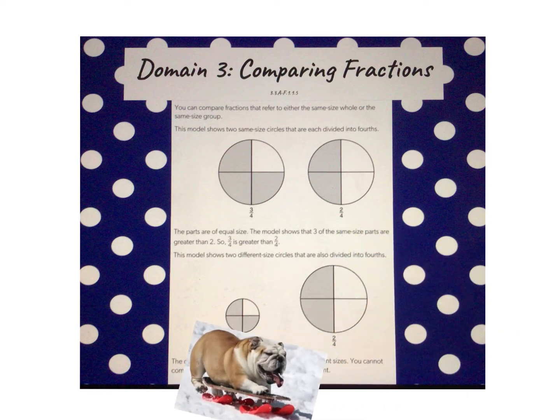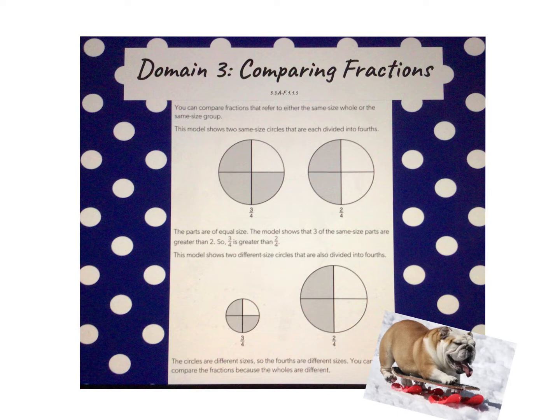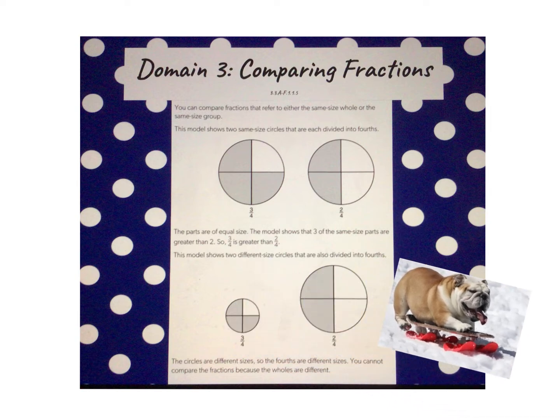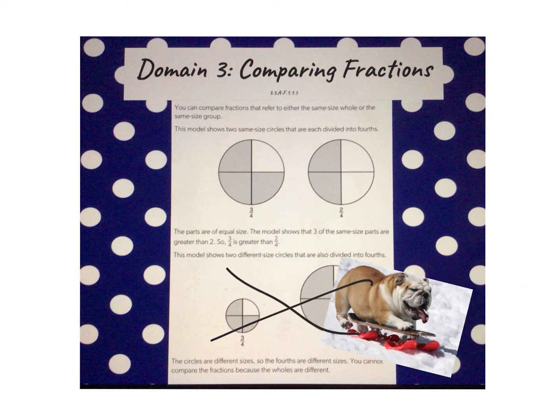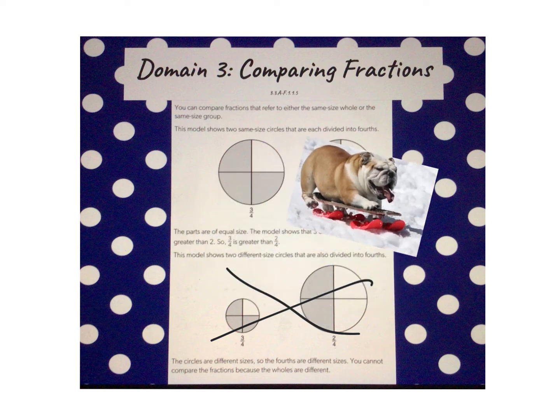But down here, these circles are not the same size, so we cannot even compare them, okay? So I'm gonna even just put a big old X right through this because it's saying that 3/4 is smaller than 2/4, and that's not true, right? So whenever we're comparing, we need to make sure that the shapes are the same size.